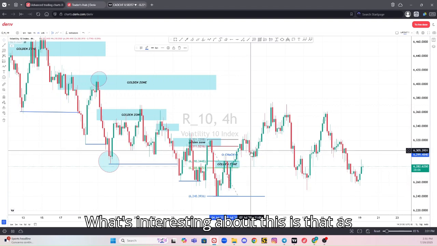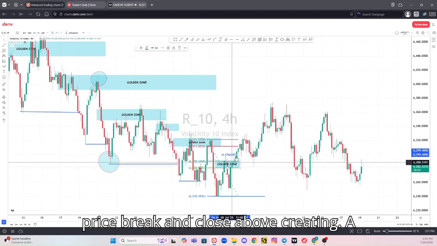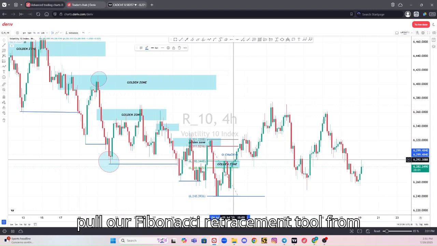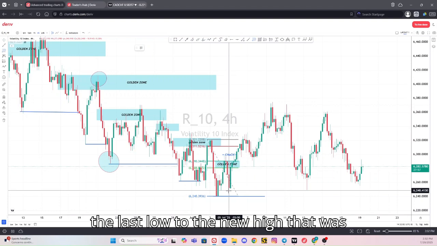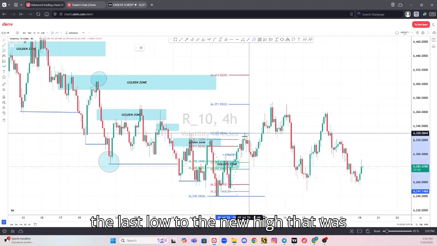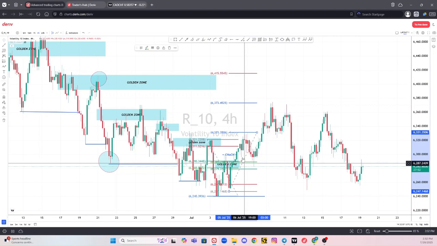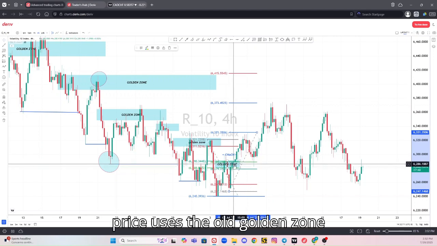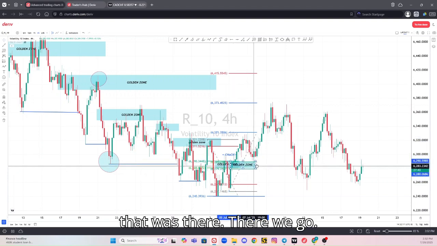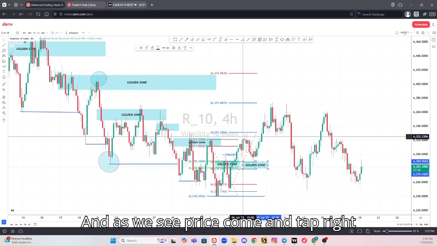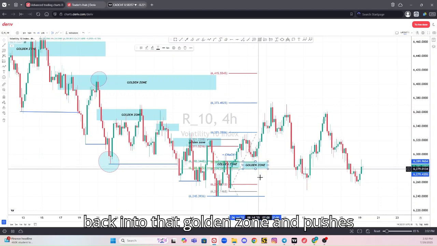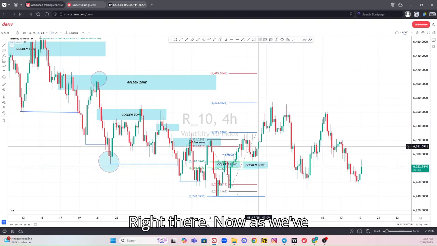What's interesting about this is that as price breaks and closes above, creating a new high from this low, we pull our Fibonacci retracement tool from the last low to the new high that was created. And what do we see? New golden zone created, or price uses the old golden zone that was there. There we go. And as we see, price comes and taps right back into that golden zone and pushes higher. And then a new trend began right there.